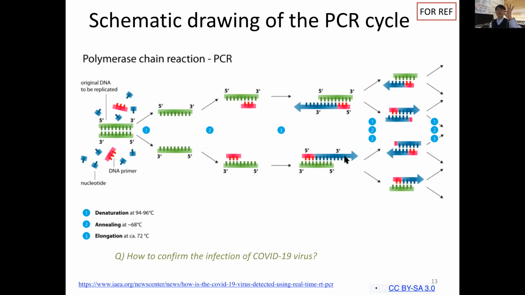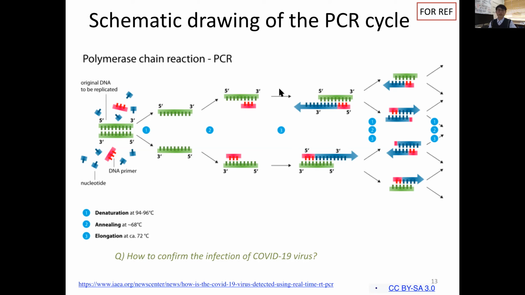So one DNA strand becomes 2, and we repeat this. So it's 1, 2, 4, 8, 16. So it keeps multiplying until millions of copies can be made. This is a very nice, cool idea, and it led to the Nobel Prize in 1993.